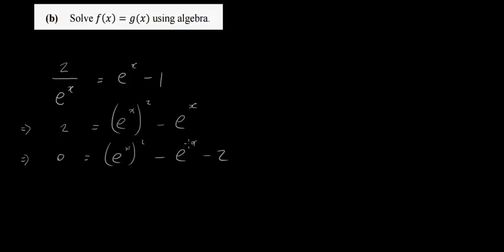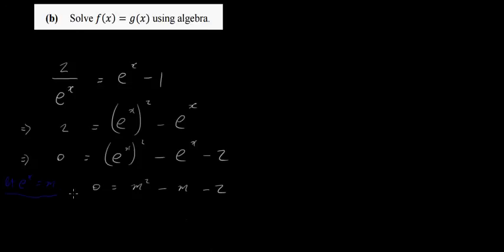So a good way of solving these, we've got an e to the power of x here and an e to the power of x here. So let's just substitute in a different letter here just to make it easier for us. We'll call it m. Let's say e to the power of x is equal to m, okay? So we're going to let e to the power of x equal m. So what we end up with here is 0 is equal to m squared minus m minus 2. So this will be a little bit easier to do, I think.